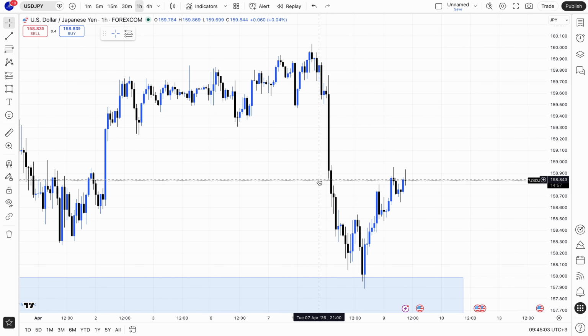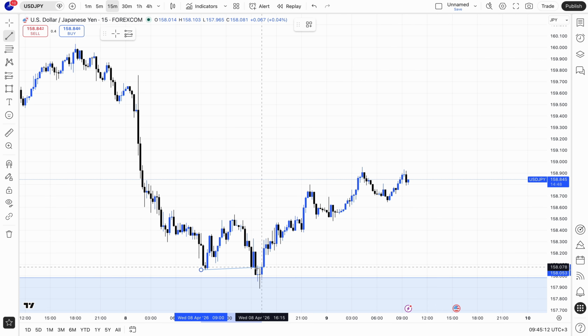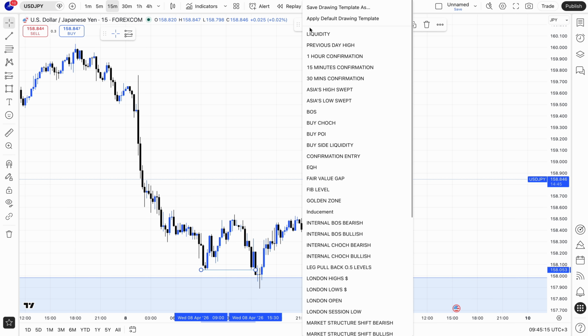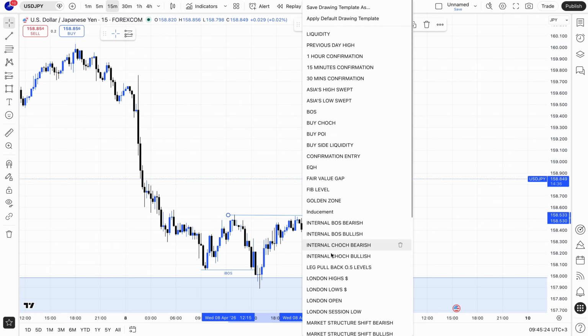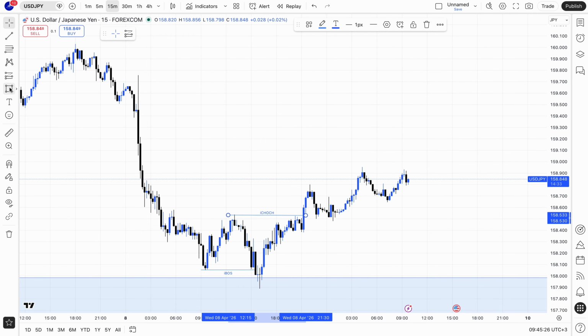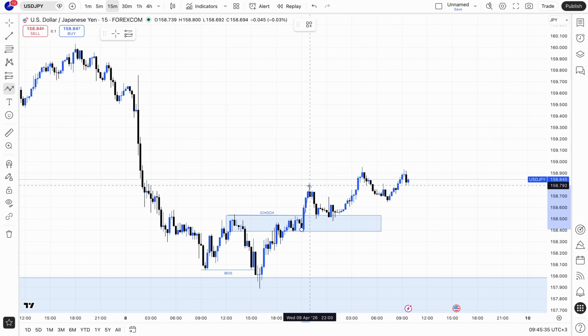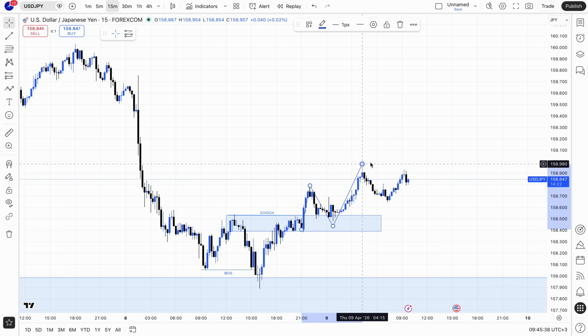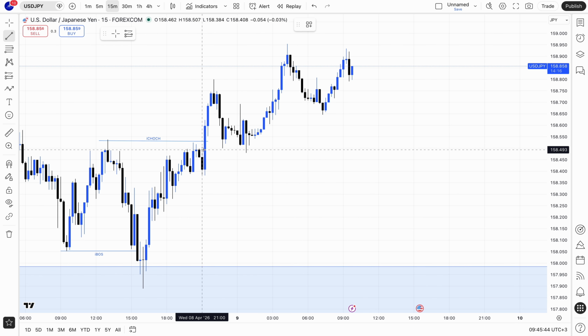Then from here, we had our bearish break of structure to the downside. Then this is where we had our second entry. Then we had our change of character to the upside. Then we had another entry from this breaker block around here. A break, you can see it was a break, then a retest, then a continuation. Clean trade.